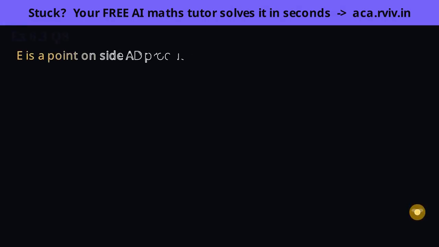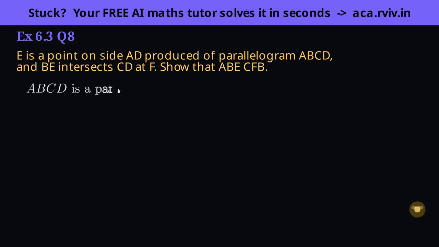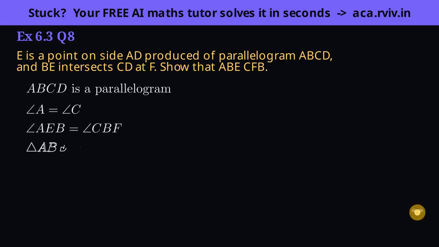A parallelogram's parallel sides supply the equal angles for AA. Setup: use the parallelogram's parallel sides to find matching angles between the 2 triangles. In a parallelogram opposite angles are equal, so angle A equals angle C. Since AE is parallel to BC, angle AEB equals angle CBF as alternate angles. Two equal angles give AA similarity, with the letters matched by those angles.